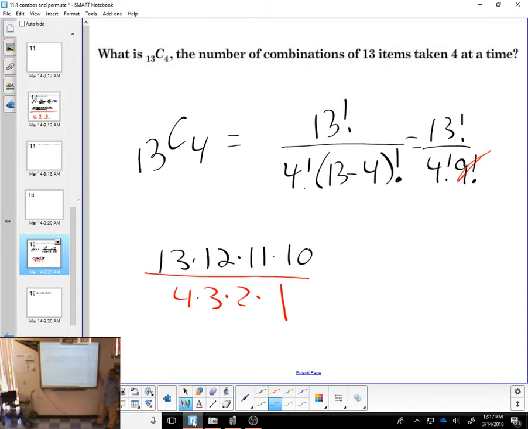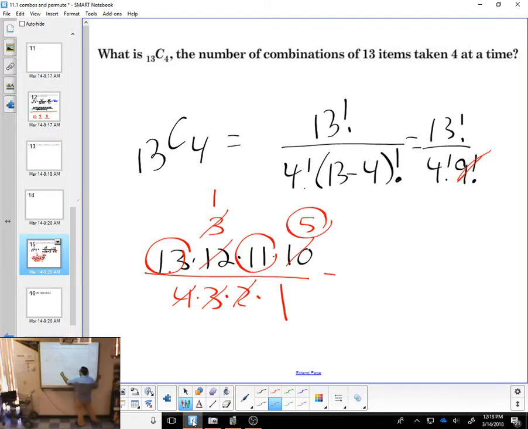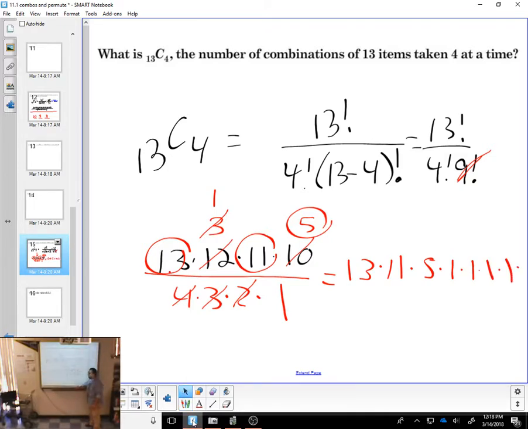Now, let me show you how to make this simpler still. 4 goes into 12 3 times. 2 goes into 10. 3 goes into 3 1 time. That's it. So 13, and the rest is just 1. You don't need to do that. Once it's 1, you're good. So 13 times 11 times 5, times 1 as many times as you want. Go crazy. But get the first 3 first, and then if you want to multiply by 1, you are good.